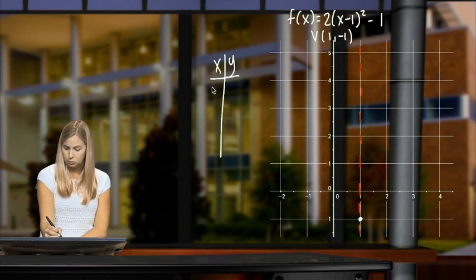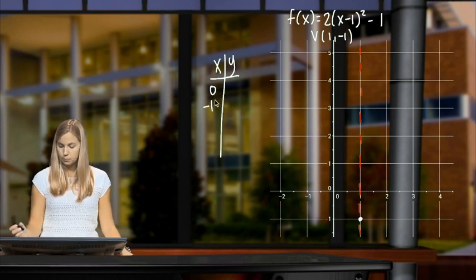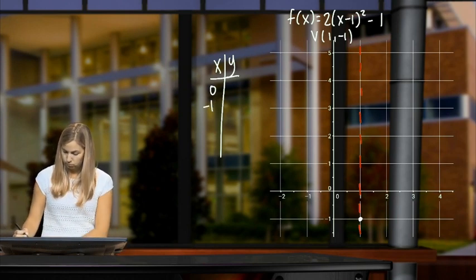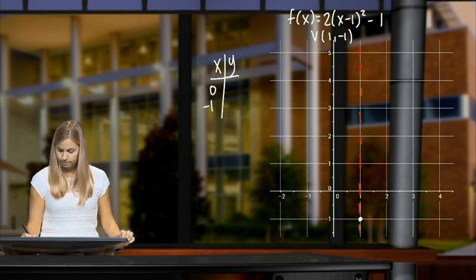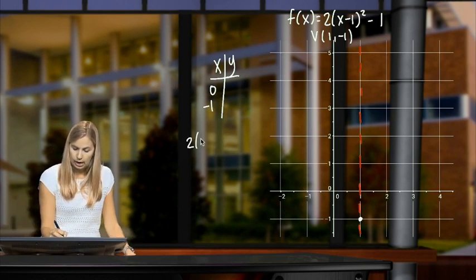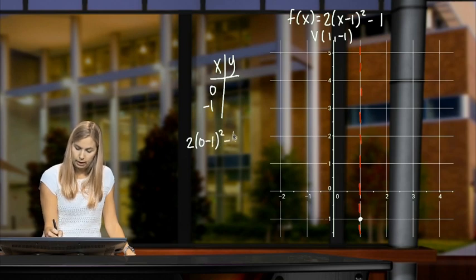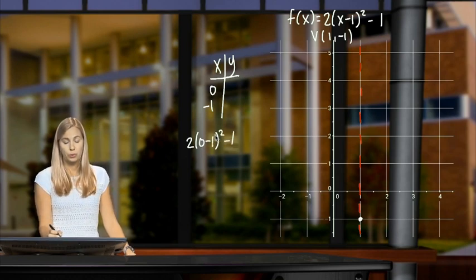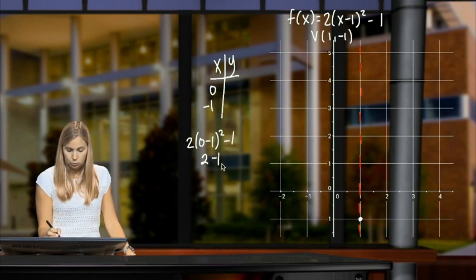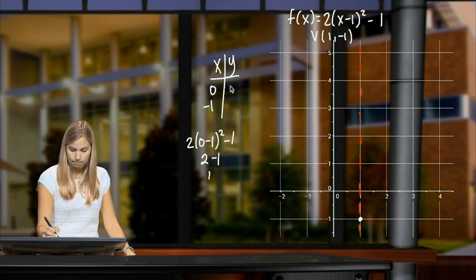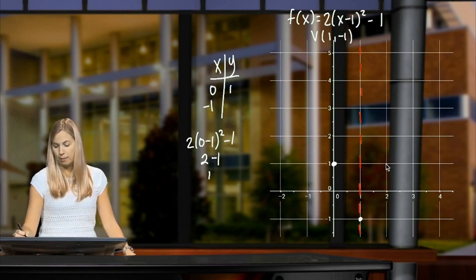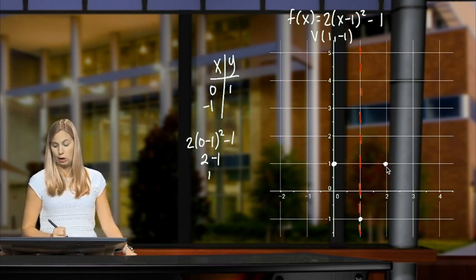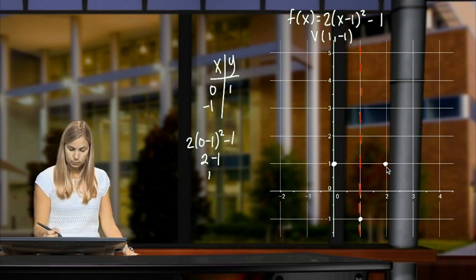So I'm going to plug in x equals 0 and x equals negative 1. When I plug in x equals 0, we get 2 times (0 minus 1) squared minus 1. Negative 1 squared is positive 1, so we have 2 minus 1, or 1. Reflecting that about my axis of symmetry, I have a point over here as well at (2, 1).